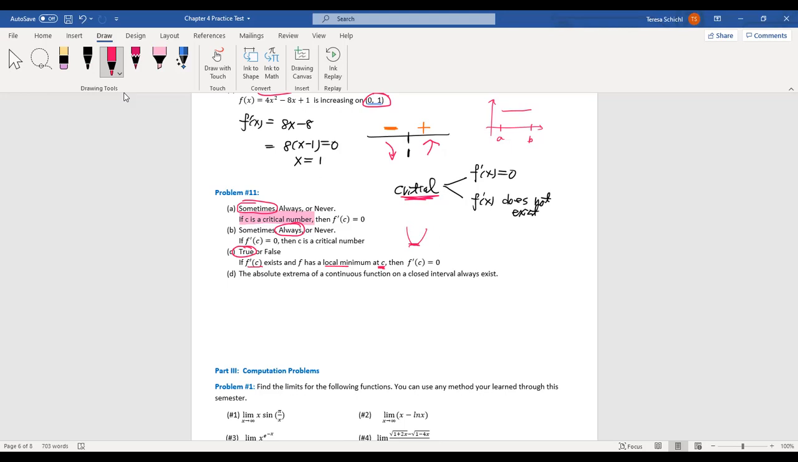Okay, part D is here. Let's say the absolute extrema of a continuous function on a closed interval always exist. Is this true or false? The absolute extrema of a continuous function. So what is that? Always exist. This is true, right? Because it's on a closed interval here, a and b, see here, right? Because it's continuous, so it has to have an absolute max and an absolute min here. Okay, so this is true.